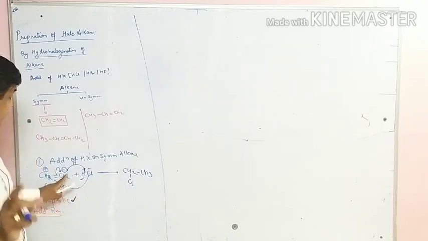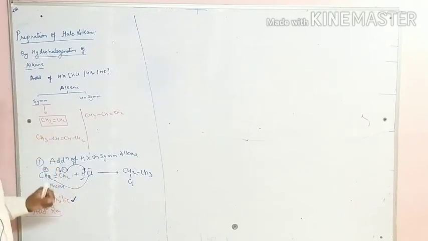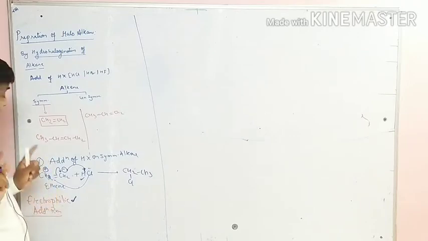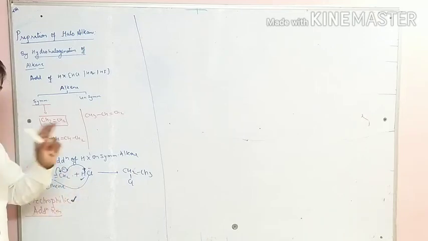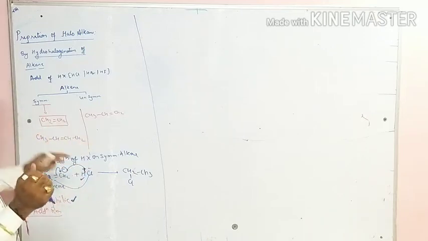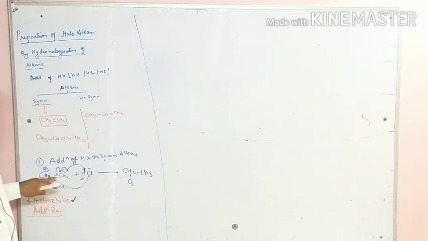Remember, student, we are adding the HCl, HBr, HI on the symmetrical alkene. We are not talking for the unsymmetrical. On the symmetrical, no rules. As you wish, shift the H on any of the carbon, shift the Cl on any of the carbon.